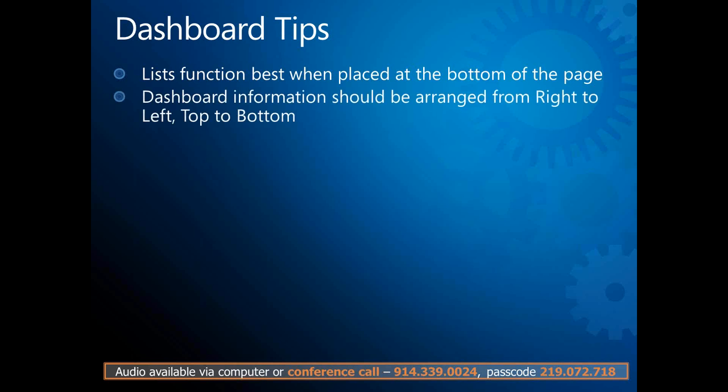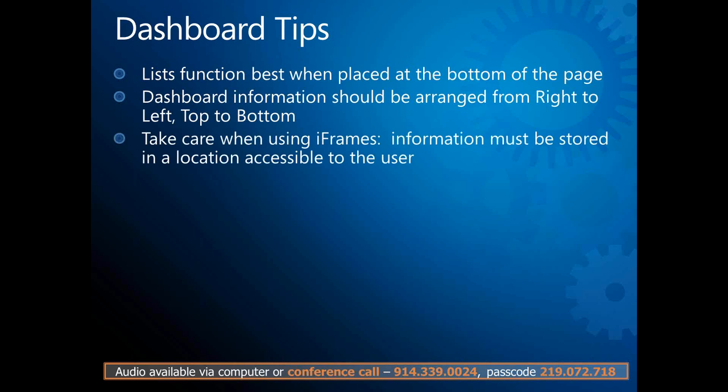We find that dashboard information should be arranged from right to left, top to bottom. That's how people read and consume information. So whatever is most important should be in your top left corner, moving across the top in the boxes, and then go back to the next row over to the left, just like we read in English. We find that that's generally how the information is consumed, and so that's the order of priority that we like to see the information entered in.